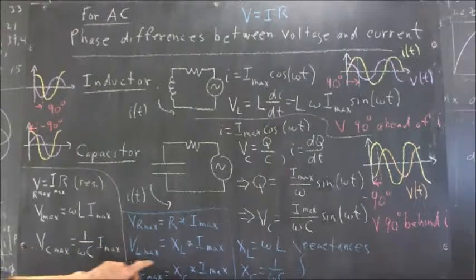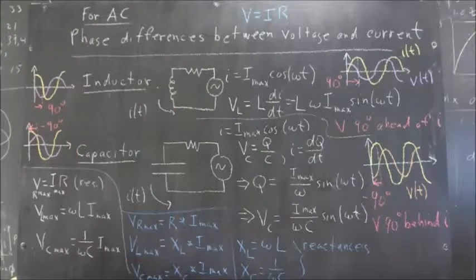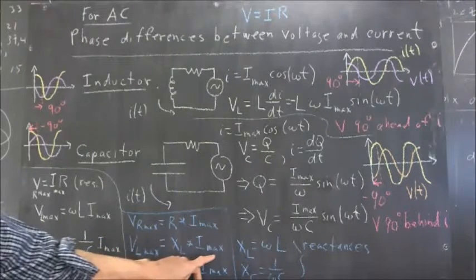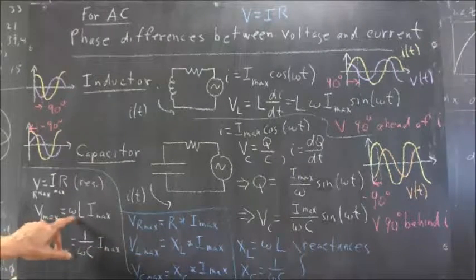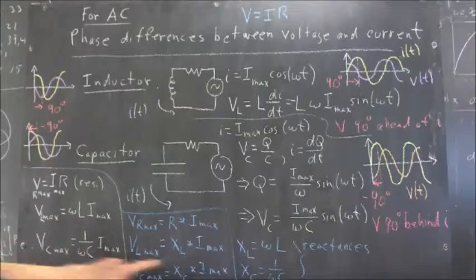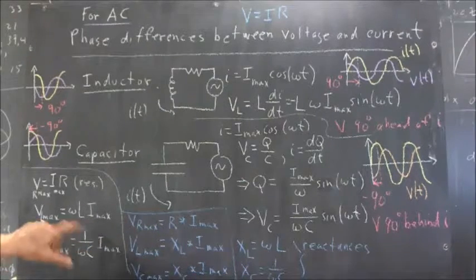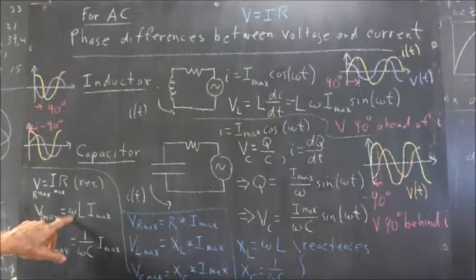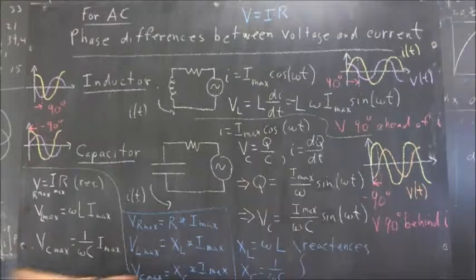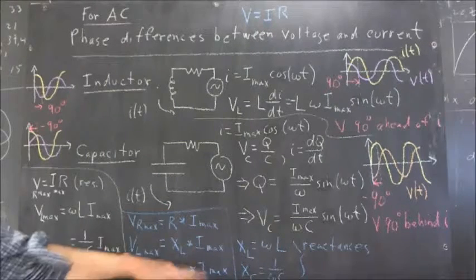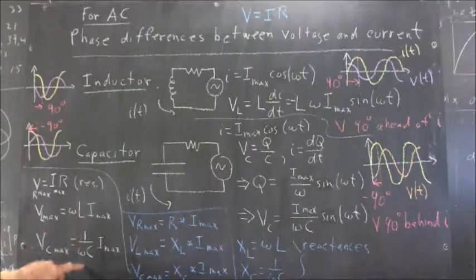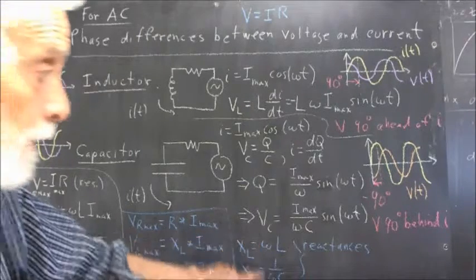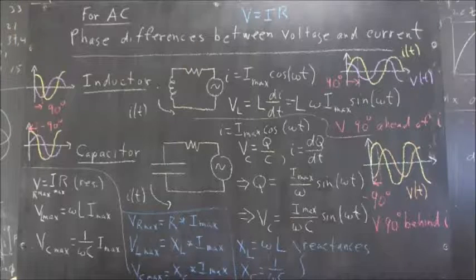The maximum voltage across the inductor is XL times I max, the maximum current, where XL is just this omega L that we have here. This equation is the same as this equation; I've just used XL to represent omega L. And the maximum voltage on the capacitor is XC times I max, just from this equation, where XC is 1 over omega C. These are the relationships we have here.